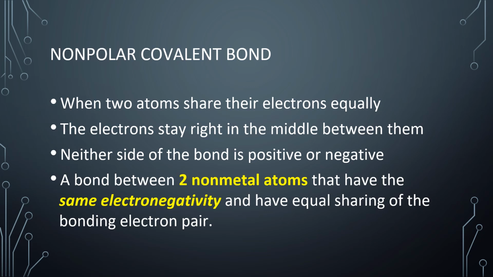In a nonpolar covalent bond, two atoms share electrons equally, and they stay right in between. Neither side is positive nor negative. So it's a bond between two nonmetal atoms that have the same or similar electronegativity and an equal share of electrons.